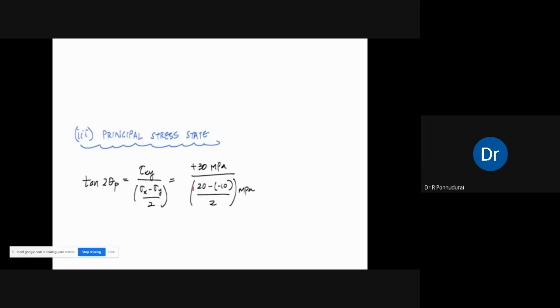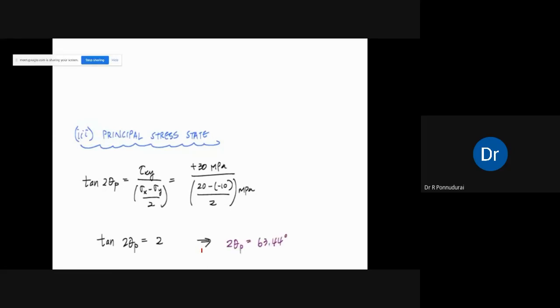Sigma x is given as plus 20. Sigma y is minus 10 because of compression. So the tan 2 theta will become 2. So from tan 2 theta, it is possible to calculate the angle. Tan inverse of 2 will give this value. So 2 theta p is known to you now. That is 63.44 degrees.